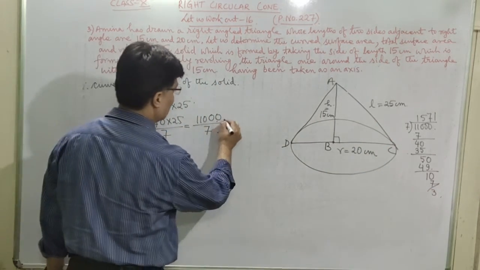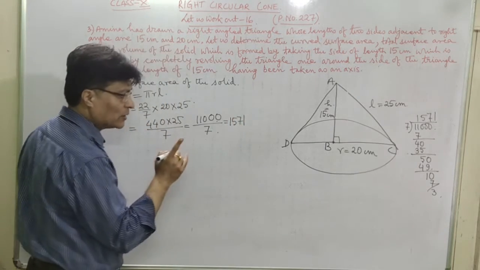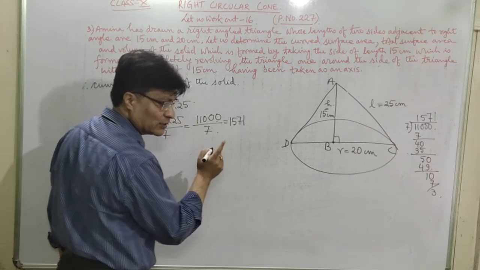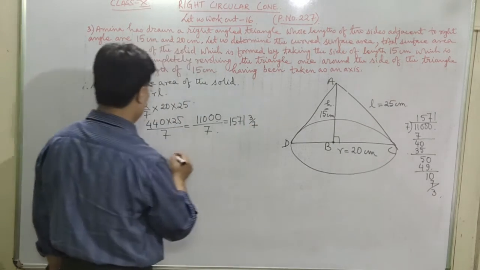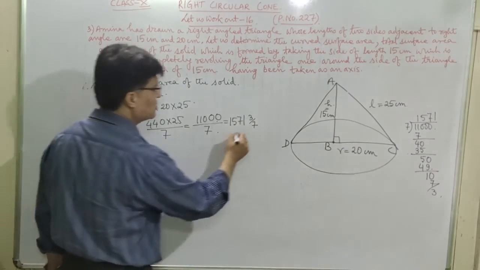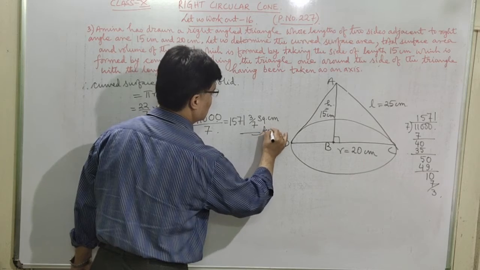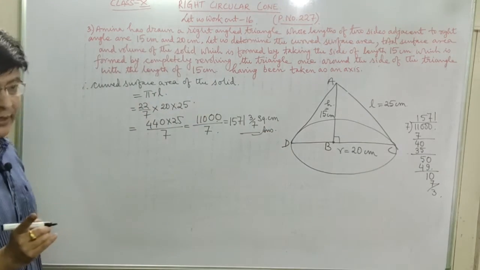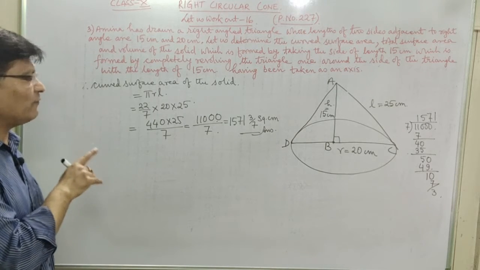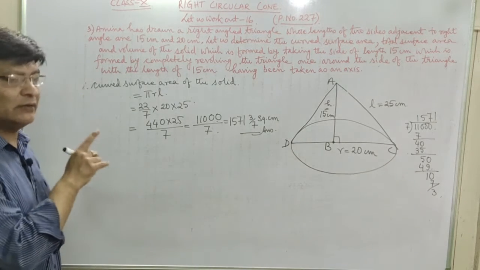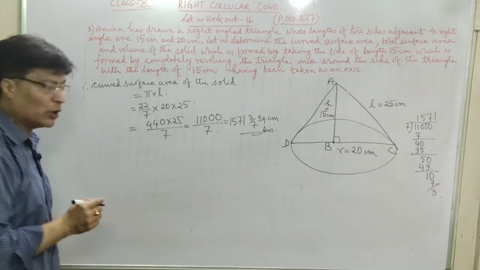So what is the mixed fraction here? Here the whole number is 1571. And what is the fraction? Remainder divided by divisor. You know that, isn't it? That is 3 by 7. What is the unit? Curved surface area means square centimeter. So this is the answer. So what is the curved surface area of the solid cone? That is 1571 and 3 by 7 square centimeter.